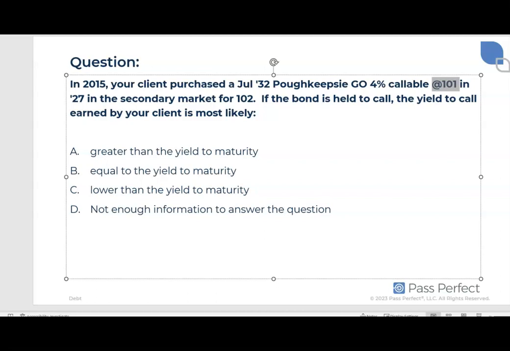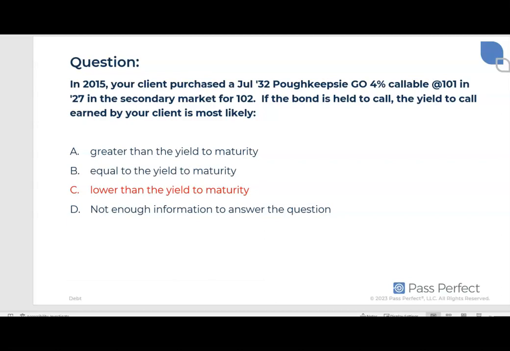So, sorry, this is a premium bond. So the price went up. The nominal yield stays the same. The current yield goes down. Okay, got to draw that seesaw. The current yield goes down. The yield to maturity goes down even more, and the yield to call goes down even more. So our best answer is C, lower than the yield to maturity.